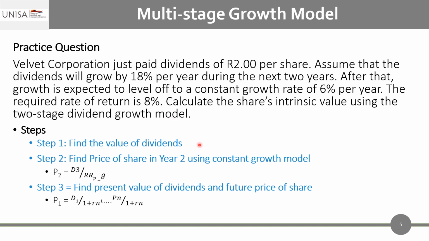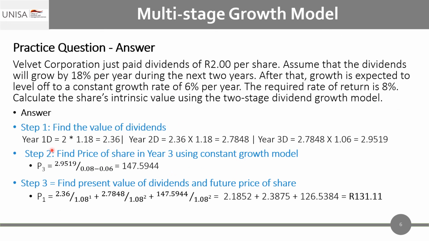So your steps: you find the value of the dividends first, then you find the price in year 2 using the constant growth, then the last step is you find the present values. Pause and do your practice. Here is your answer. Did you get this 131.11?